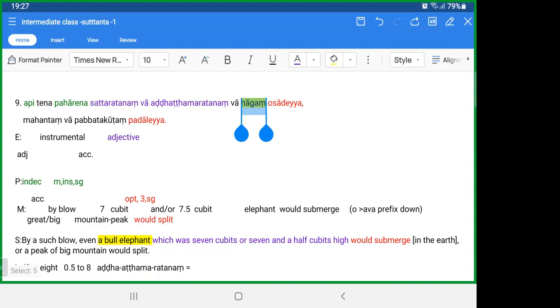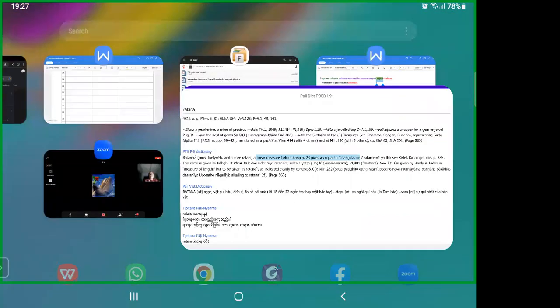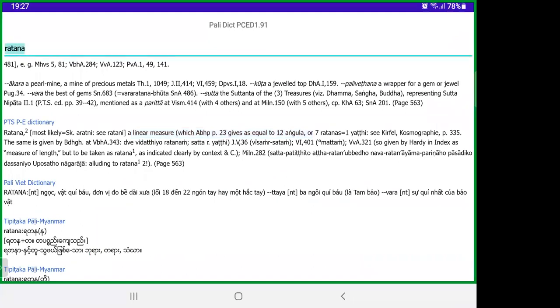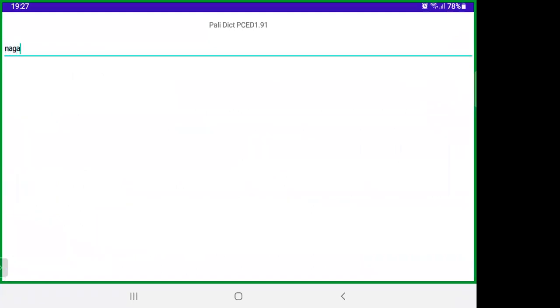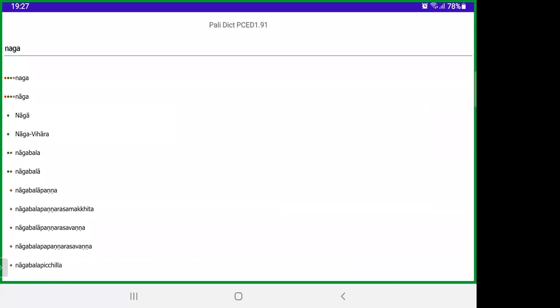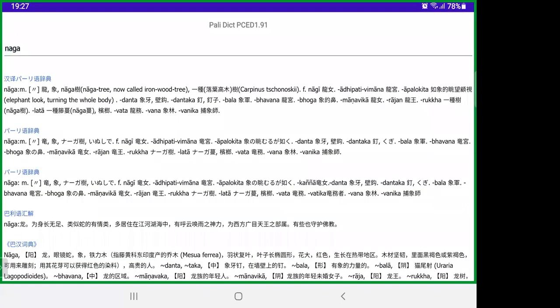If it starts with M dot, then most likely it will be neuter. Then Naga, is it neuter? I don't know. So you need to take masculine. Okay, Naga. So you take the Naga. All right, what is the meaning of Naga?